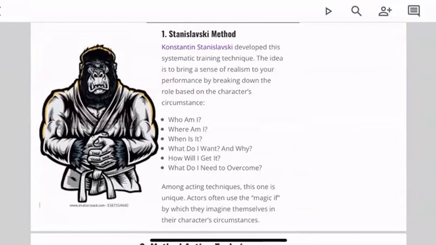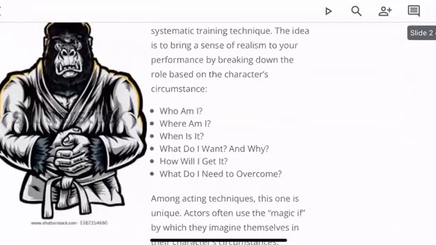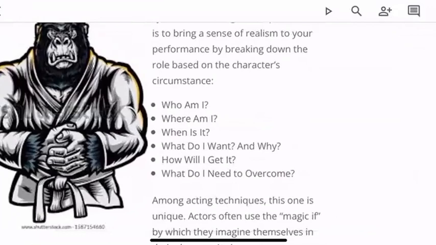They say the idea is to bring a sense of realism to your performance by breaking down the role based on the character's circumstance. So what circumstance is this character in right now? So you will ask yourself, like, who am I? If you're reading the script, you got a script. Who am I? Where am I at? When is it? Like, what time period? What do I want and why? How will I get it? What do I need to overcome?